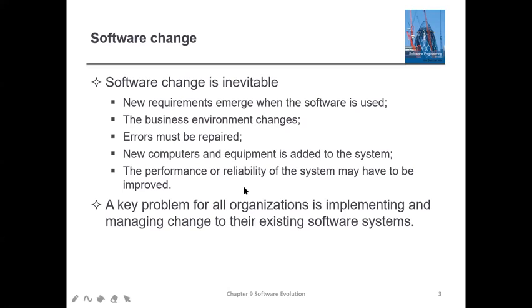Then the last one will be reliability. What do you mean by reliability? It's the performance, the bandwidth, the latency, whatever we have provided to improve our software, that has to be maintained properly. Because if we have given proper bandwidth and latency, then the performance will be much better than the previous one. So these all are some of the key problems which used to happen in the organization while implementing and managing the software system. So this is the first slide of your software change.